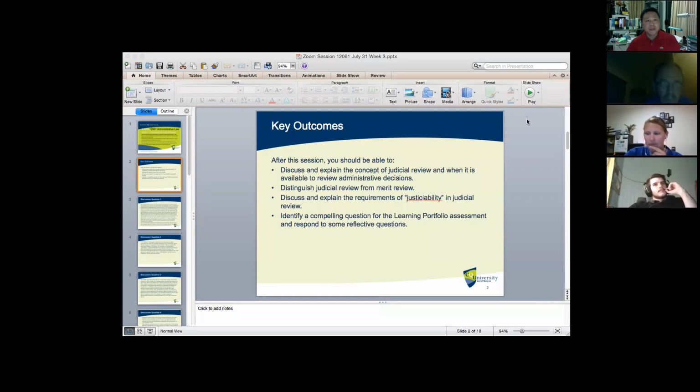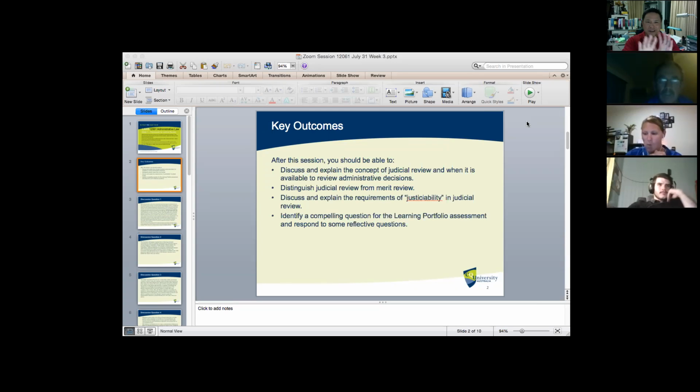So for tonight, there are 5 discussion questions which we will go through. And we're hoping that as a result of a discussion of those questions, you should then be able to discuss and explain the concept of judicial review and when it is available to review administrative decisions. We should also distinguish judicial review from merit review. You should also be in a position to discuss and explain the requirements of justiciability in judicial review.